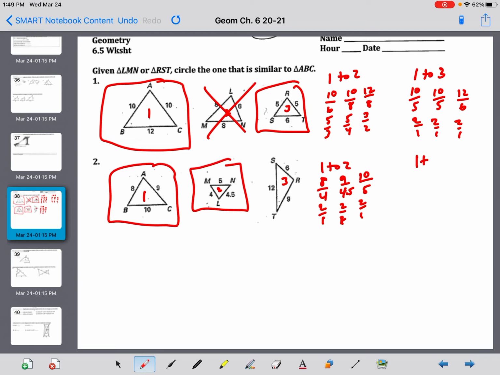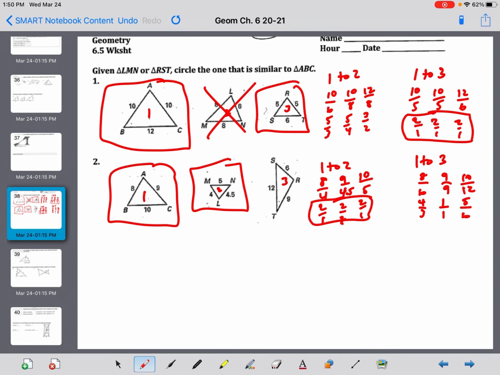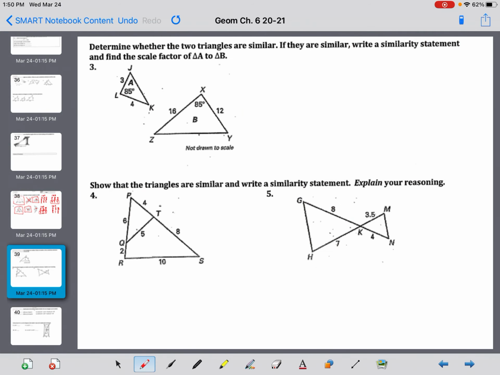And just to show you that 1 to 3 is not similar, you'd go 8 over 6, shortest over shortest. Middle is 9 over 9. That's the middle side in triangle SRT. And then 10 over 12. If you simplify those, this first pair divides by 2, that'd be 4/3. The second pair divides by 9, 1 over 1. And then the third pair divides by 2, and it'd be 5 over 6. So there's not similarity. You've got to have the same ratio to have side, side, side similarity. Okay, so that's 1 and 2. Done. All right, question number 3.